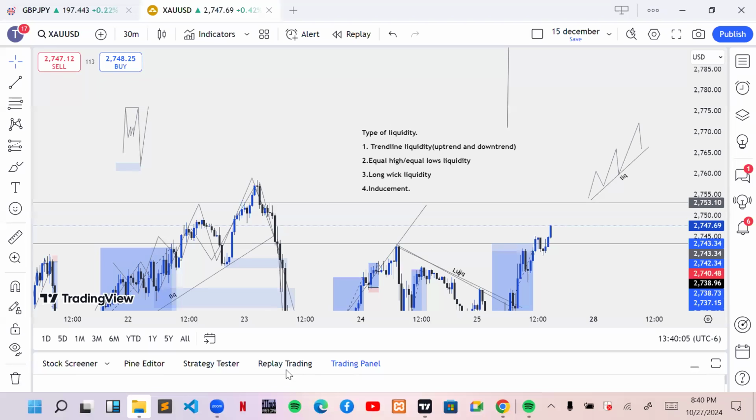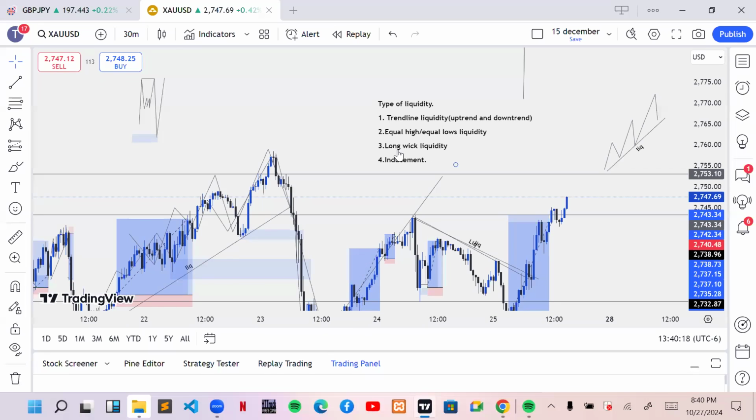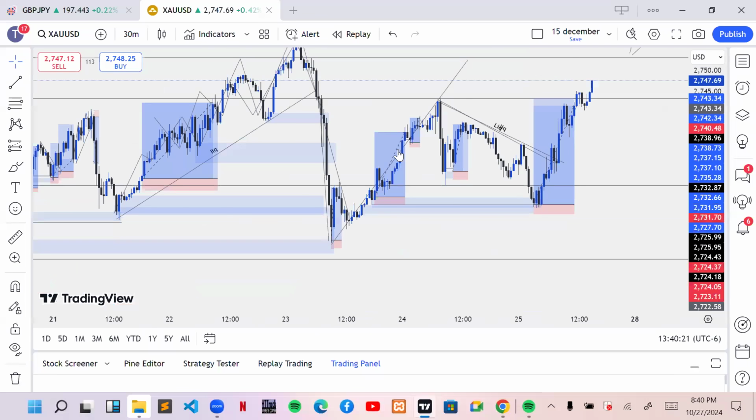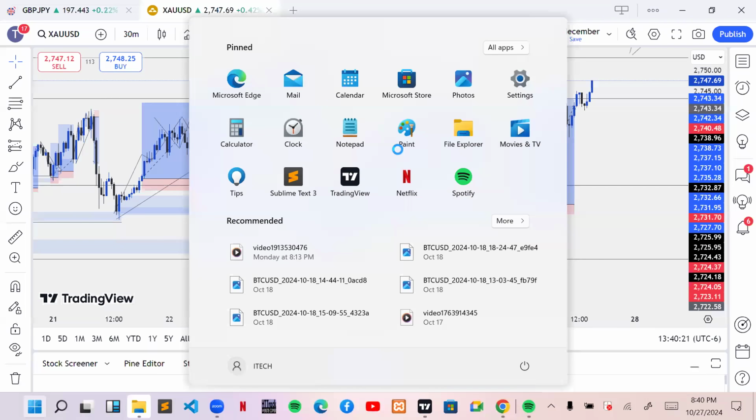So please, if you have a question regarding this liquidity that I just taught, just ask me. I think it's actually very, very clear. There are different types of liquidity. Just get this down: trend line liquidity, that's uptrend and downtrend. So every pattern that the market uses to approach entry will tell you where your take profit should be.